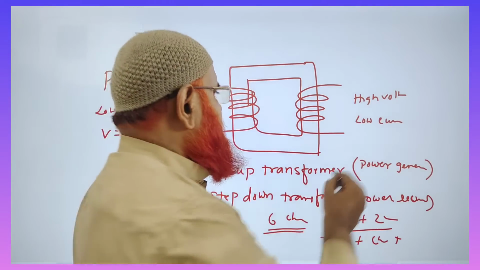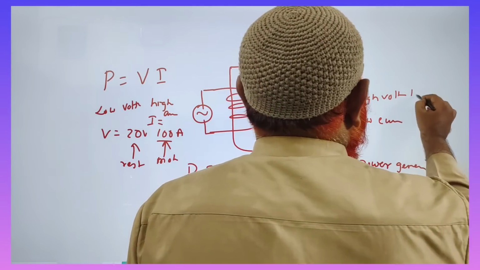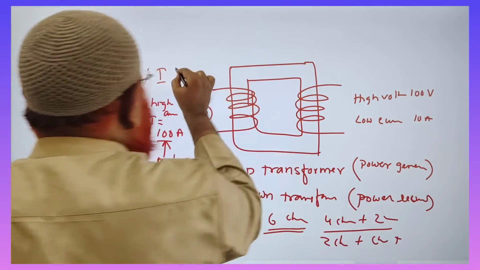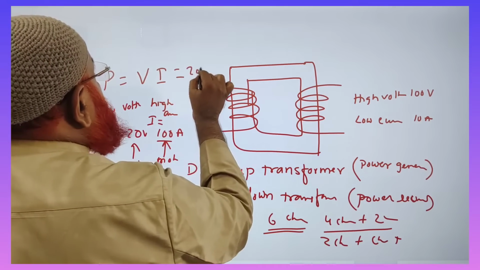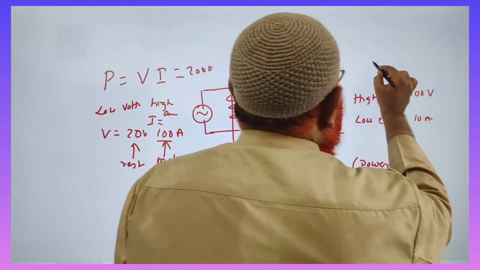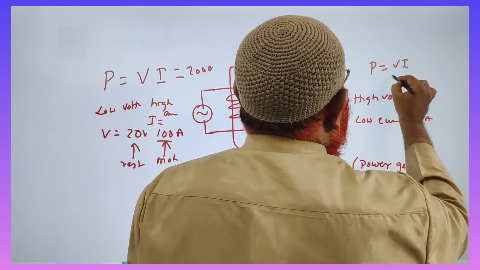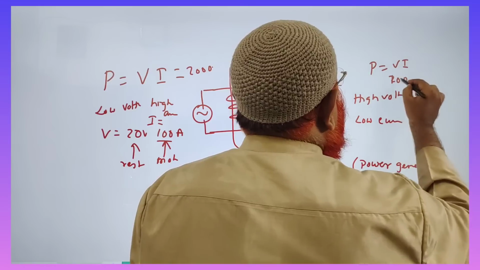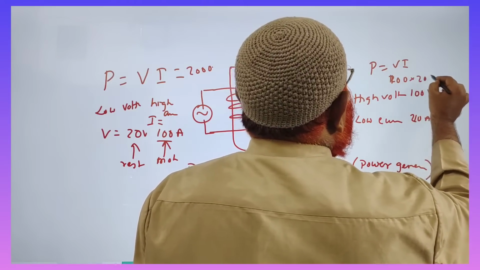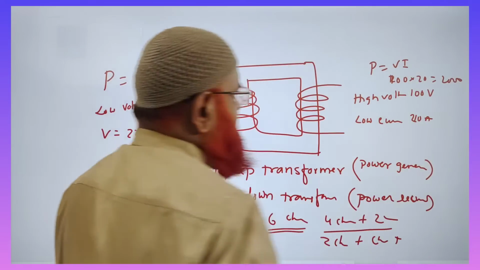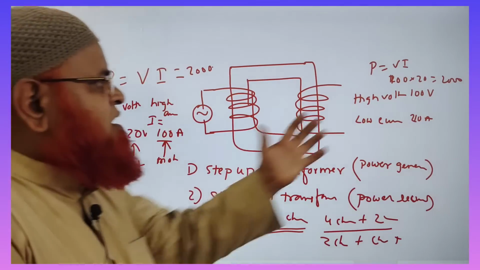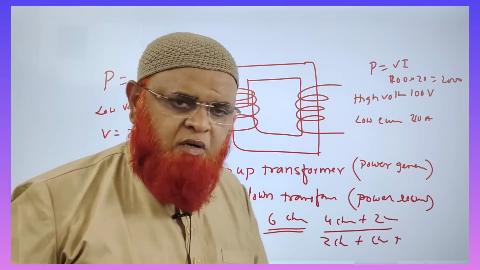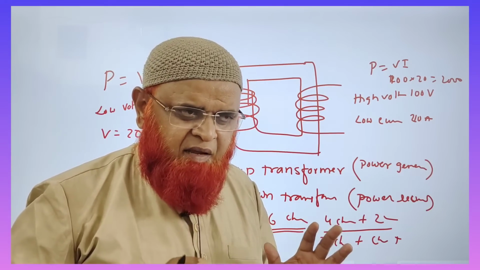High voltage. Okay, so what does it do? 100 volts and 10 amperes of current. Anyhow, power is the same here also. Here also 2000. Here also power means V into I. It is also 100 into 20, na? 100 into 20. This is also 2000. Okay. Power input, power output. Both are same. Do you understand what I am saying?